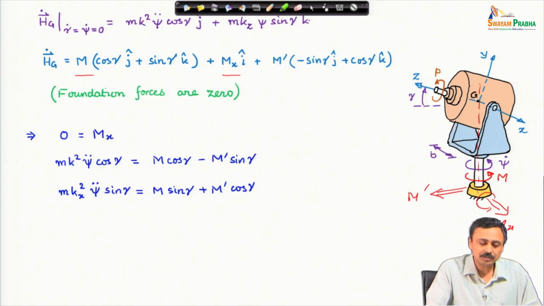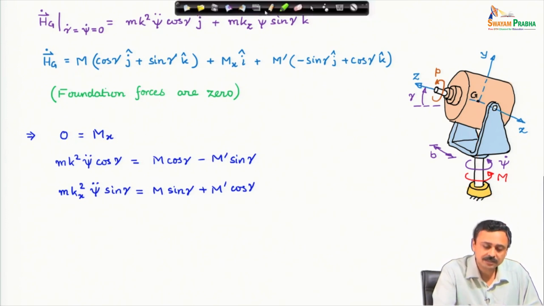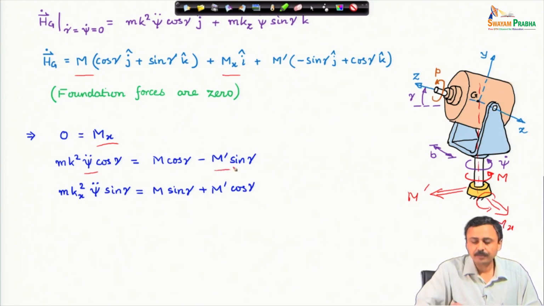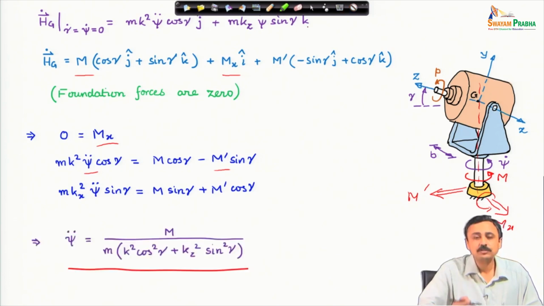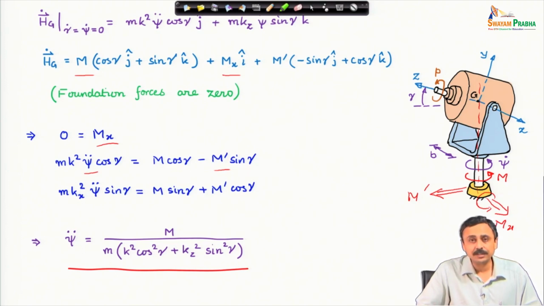I have three unknowns: the moment about x, psi double dot and M prime, and I have three equations, therefore I can solve. If I solve, I get the angular acceleration about that vertical axis just after the moment capital M is applied. Please remember again, this is valid only at time t equal to 0 plus. As soon as the assembly starts to rotate and gamma starts to change, the analysis changes.